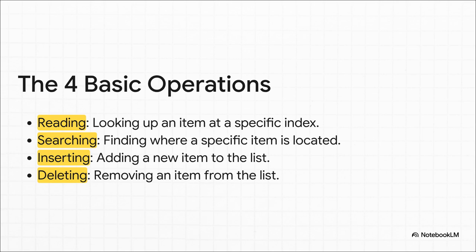Okay, so to really figure out how efficient an array is, we need to look at the 4 basic things we can do with it. We can read an item from a specific spot, we can search for a value, we can insert something new, or we can delete something. The speed of these 4 operations, that's everything. That's what tells us if our code is going to be fast or slow.